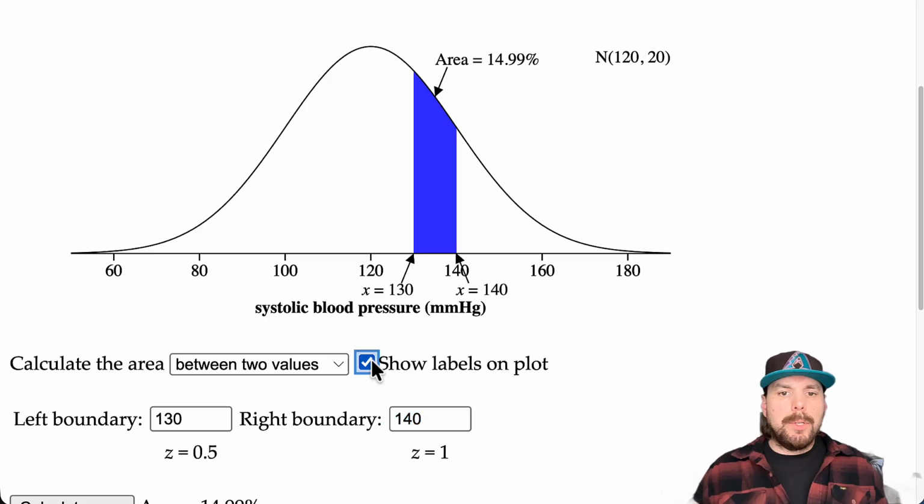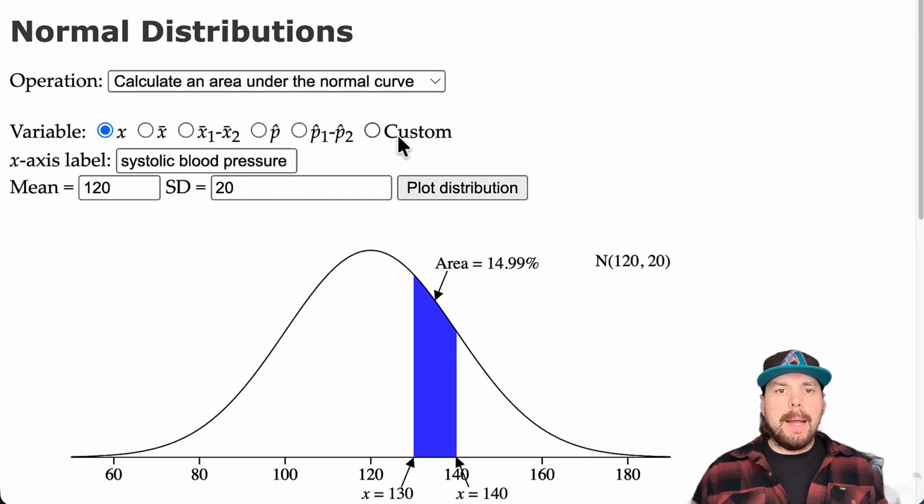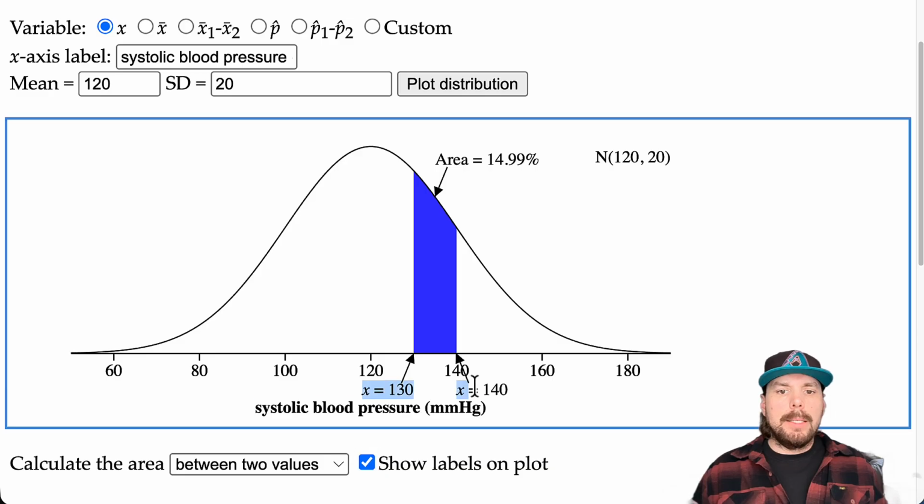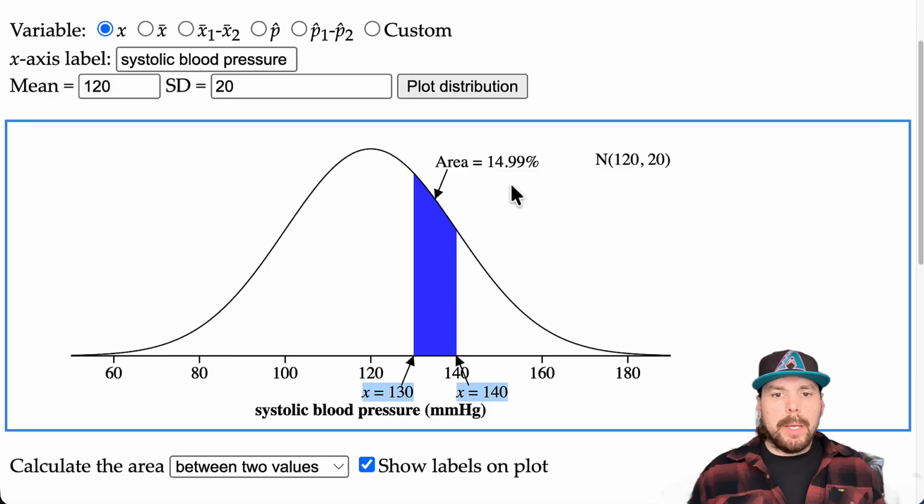We also have an option to show the labels on the plot. This adds arrows pointing in x equals 130, 140, and the area. If we had a custom variable here, we would see those arrows utilizing that variable. So if I was using a z curve instead, I would want to have it be arrowing in a z and not an x.